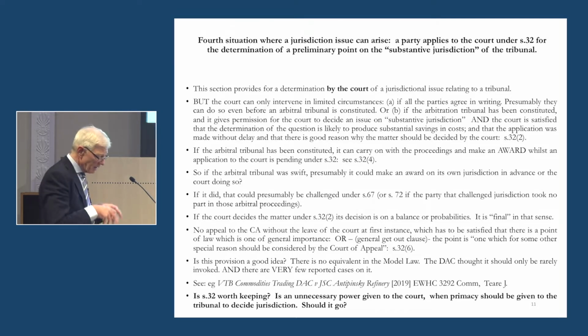Now, if the court decides the matter under Section 32, its decision is on a balance of probabilities. Presumably, it is therefore final, and you can't get any appeal to the Court of Appeal on that, except in very special circumstances. So I ask here, is this provision, Section 32, a very good idea? There's no equivalent in the Model Law. The DAC thought it should only be rarely invoked, and there are very few reported cases on it, and I've given you, I think, the latest case, a decision of Mr Justice Teare. So the question I ask here for consideration is, do we actually need this section? Is it an unnecessary power given to the court when primacy should be given to the tribunal to decide jurisdiction? And I suggest, actually, it should go. Let's move on to Section 67.